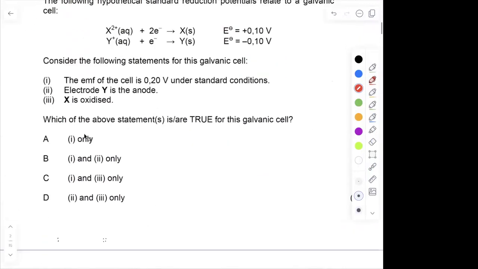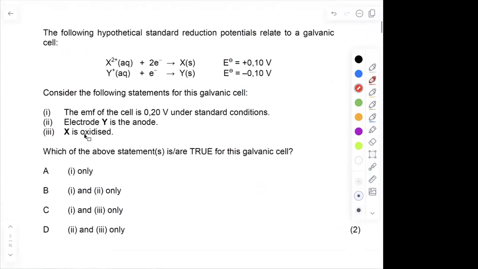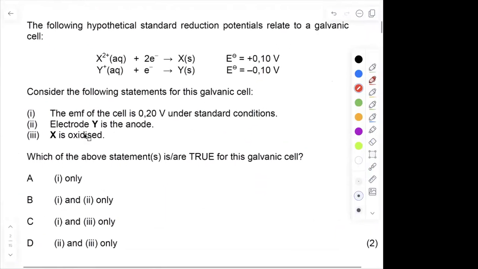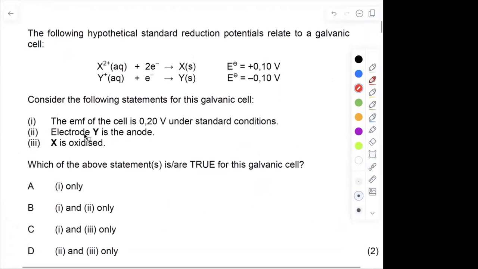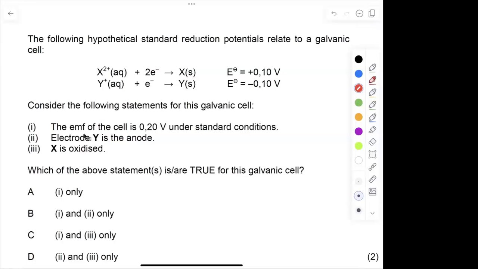Okay, the next one we're going to have is this question here. This question says, the following hypothetical standard reduction potentials relate to a galvanic cell. So we've got X2 plus in aqueous solution plus 2 electrons becomes X. The E naught value of that is going to be positive 10 volts. Then we've got Y plus 1 electron becomes Y, and the E naught value of that is negative 10 volts.